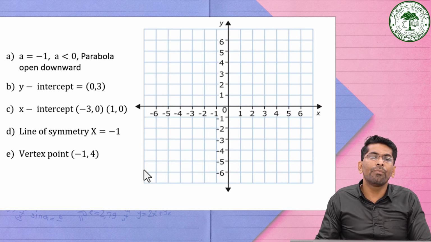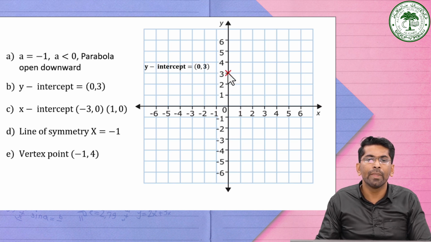So now we can go for plotting all these points in the graph. We know the parabola opens downward. The y-intercept term is 0, 3. So when x is equal to 0, then y is equal to 3. So this is the point I am marking here.